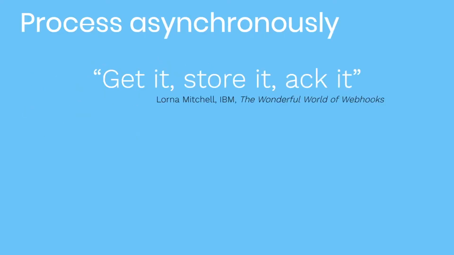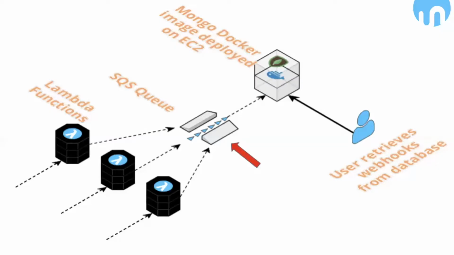So we need to just get it, store it, ack it, and that means don't do that processing while holding the connection open. The Lambda should just fire off the webhook data without having to worry about how it gets stored. It can just trust that it will be. So to address these issues, we insert a queue between the Lambda layer and the data store.